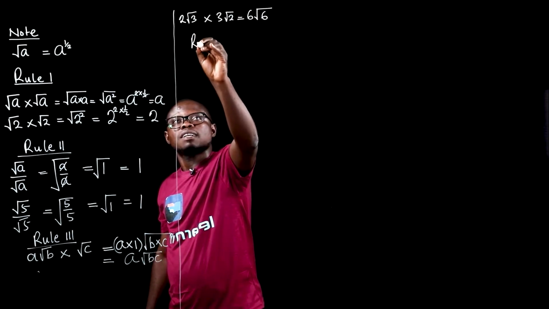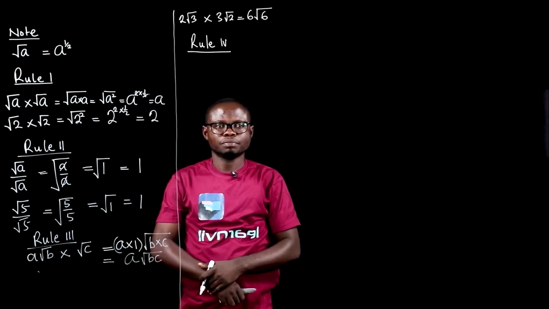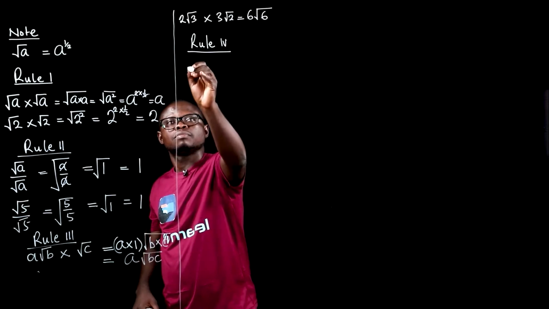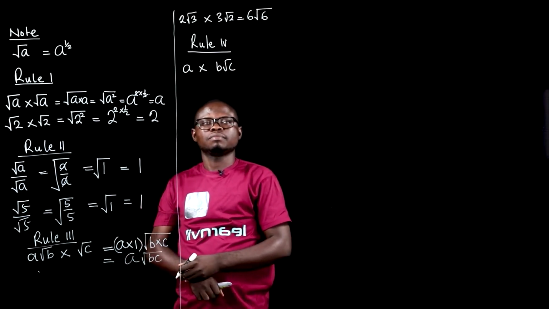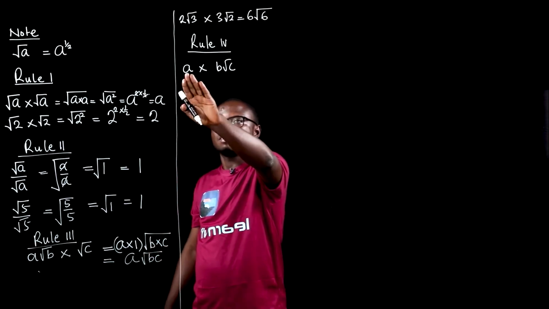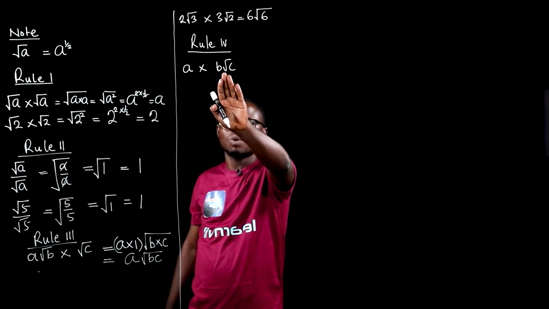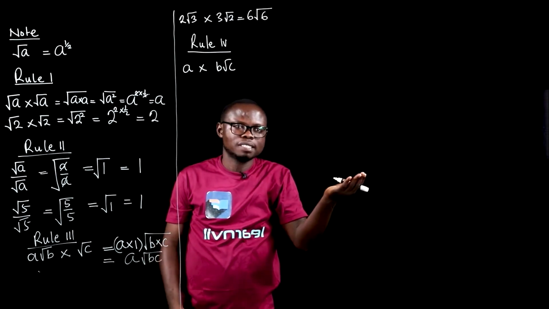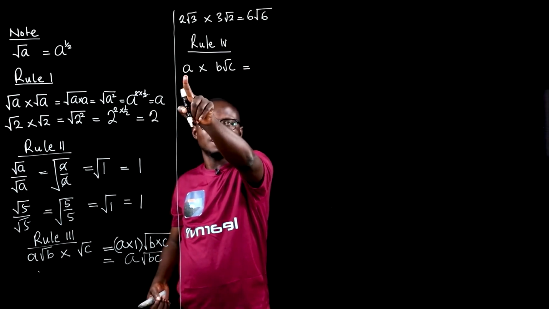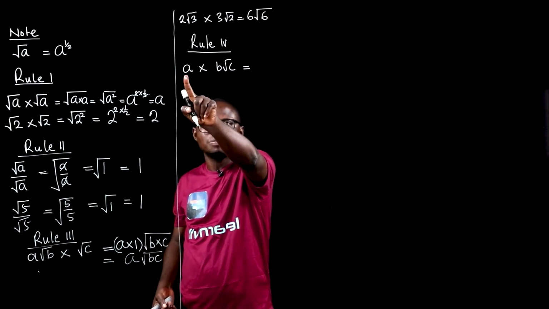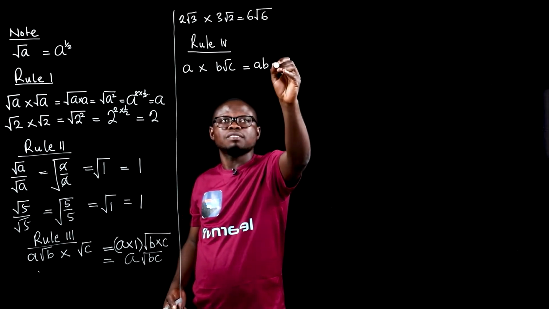We can look at other rules. A times B root C. In this case, the first number is not a surd, but the second one is a surd. How do we multiply that? Very simple. You just have an outside here and no inside. So outside times outside, get your AB. Then you bring this inside.